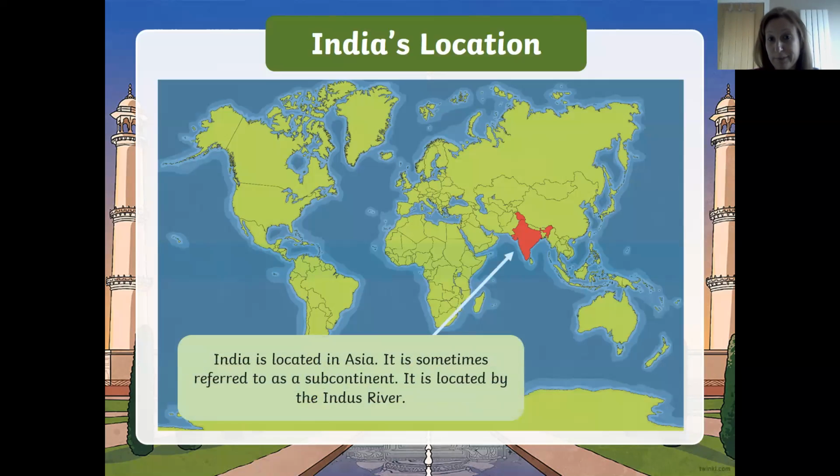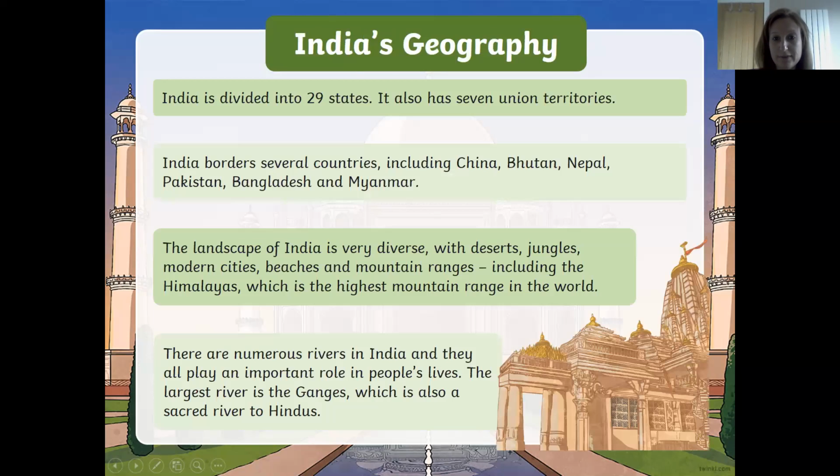Now here's the world map, and you can see that we are here, this island, the United Kingdom, here in England at the south at the bottom, and here is India over here, located in the red. Now, India is divided into 29 states, actually quite a lot bigger than the United Kingdom, and it's got lots and lots of bordering countries.